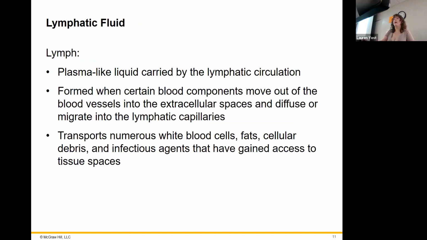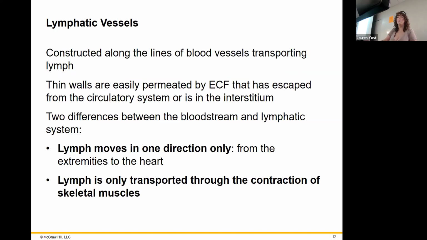So lymph is plasma-like fluid carried by lymphatic circulation, formed when blood components move out of the blood vessels and diffuse and migrate into the lymphatic capillary. So basically the fluid's coming back, okay? It'll transport white blood cells, fats, cellular debris, and infectious agents. If it came out of those cellular spaces into this area and gets washed through the lymphatic system, it's going to go through this whole system. Think of it like a slide ride or something like that. Once you're on it, that's it.